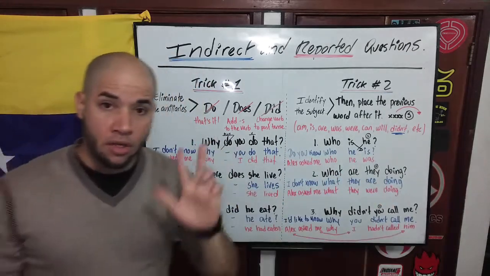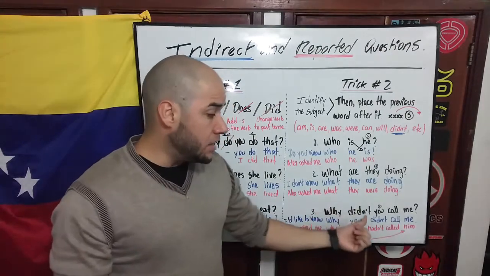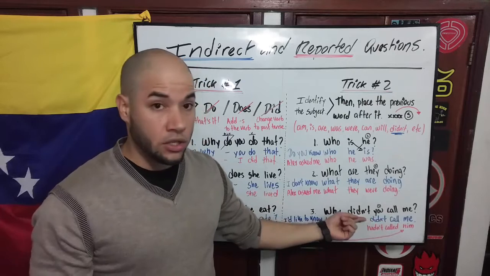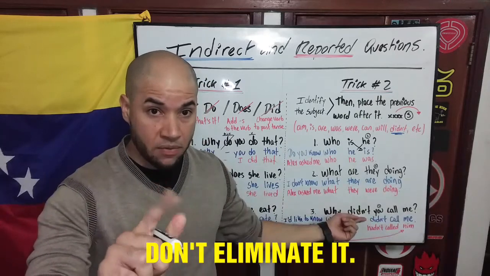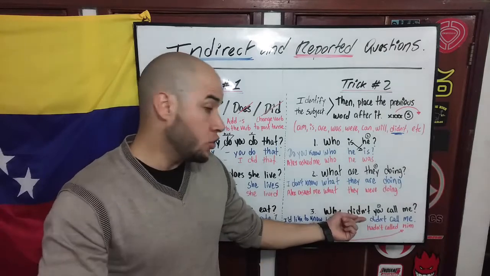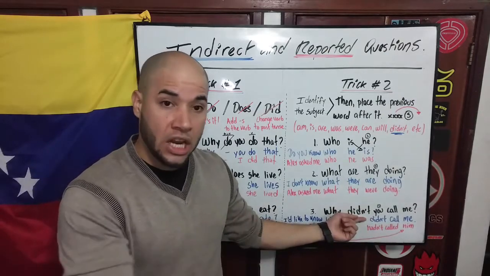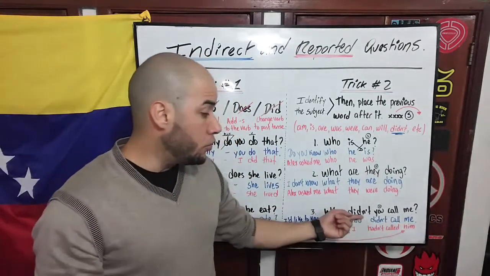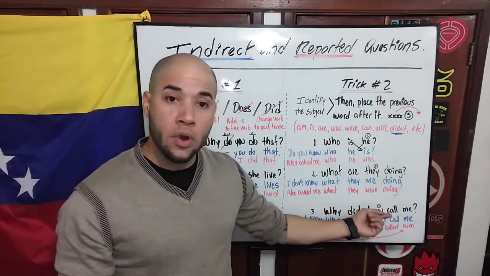Then we have number 3. Why didn't you call me? The subject is "you." So you take "didn't." You don't eliminate it because it's negative, and if you eliminate it, then the question is no longer negative. So you cannot do that. You only change the position of "didn't." So, why didn't you call me? You take this "didn't" and you put it after "you," and that's it.